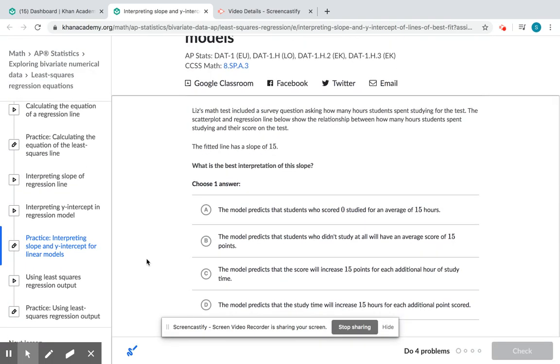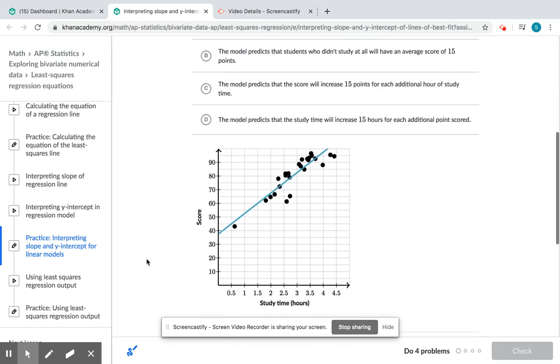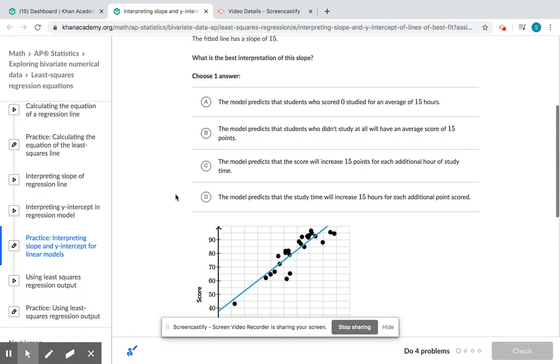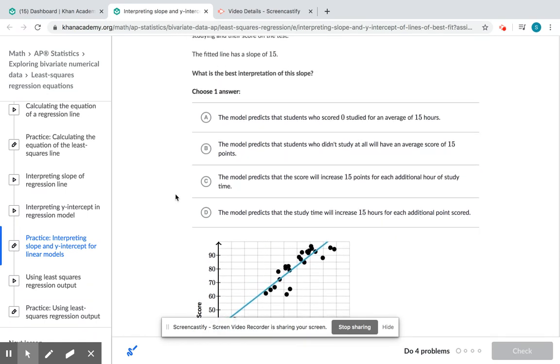So the question is, Liz's math test included a survey question asking how many hours students spent studying for a test. The scatter plot and regression line, or the line of best fit, shows the relationship between how many hours students spent studying and their score on a test. So I'm going to go down to the graph. We see that when you spend more time studying, the data shows that your score will go up, right? And that just makes a little bit of sense. The more time you spend studying, this doesn't apply to everyone, but the better you may do on your test, because you're spending more time on the material and you know more of it, so you can get a higher score. So they want to know what is the best interpretation of the slope.